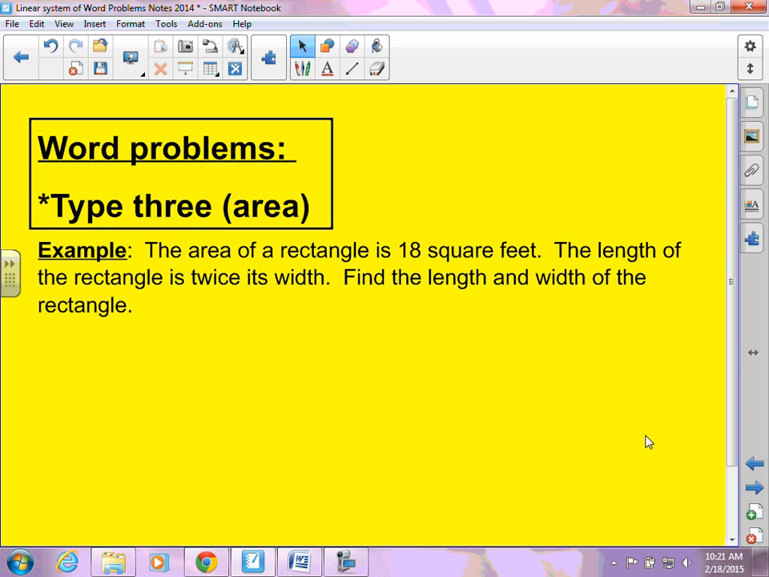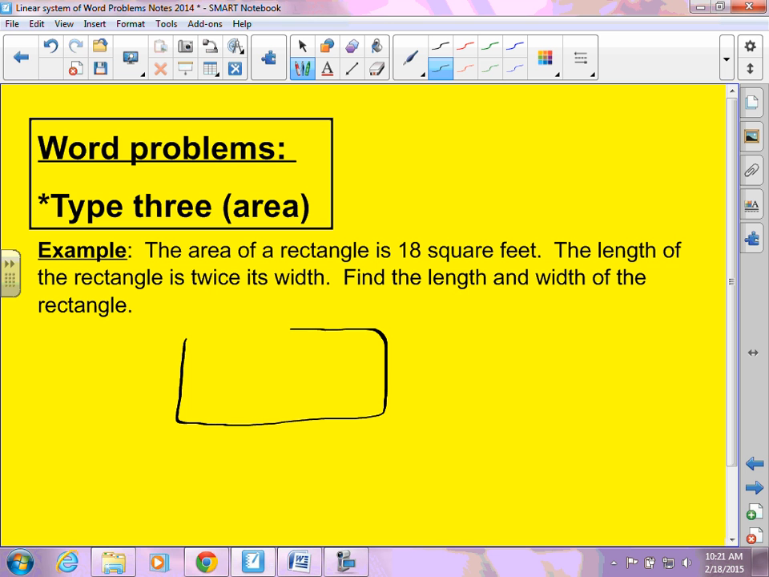Okay? So the first thing that you're going to do is draw a picture very similar to what we did with perimeter. I've got L and I've got W. And remember, those can flip-flop. L doesn't have to be on the top. It can be on the side. And I need to define my variables. That was the other step. So L is length. Width is W.